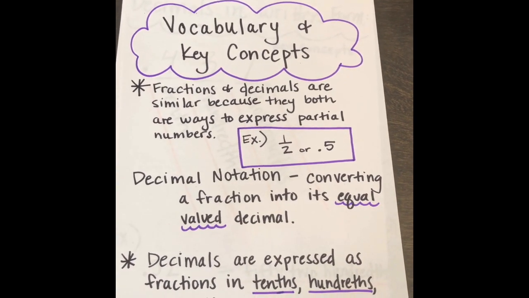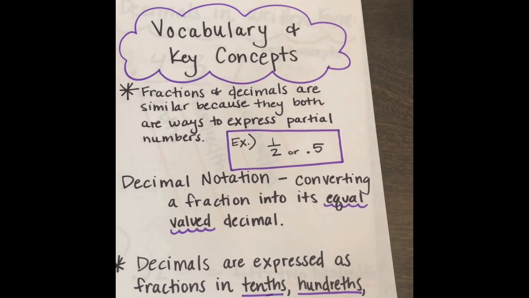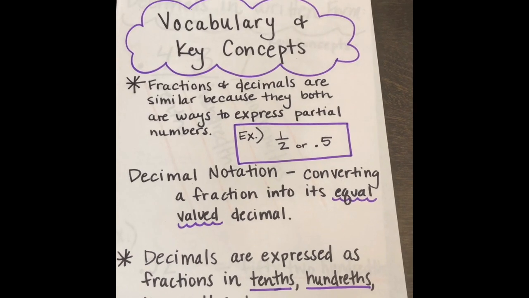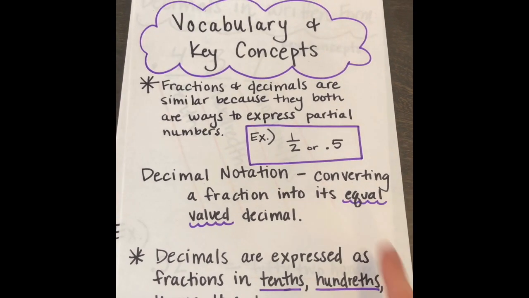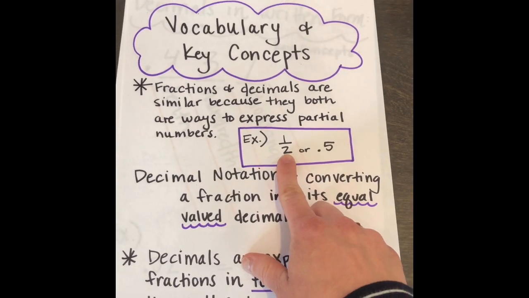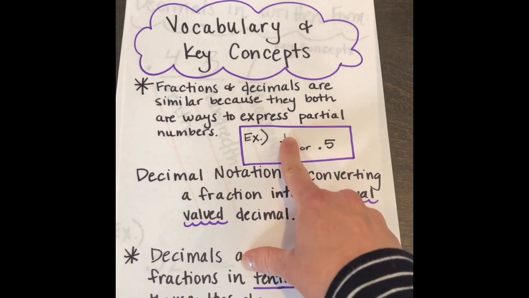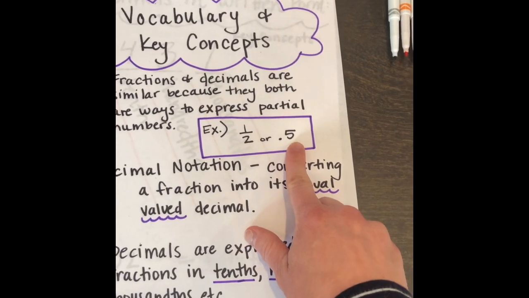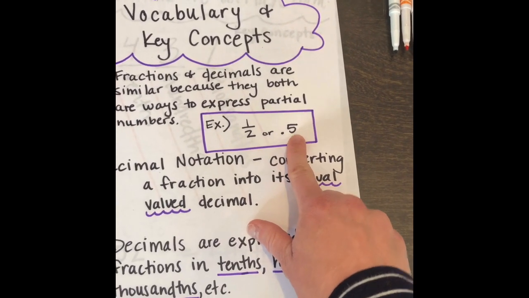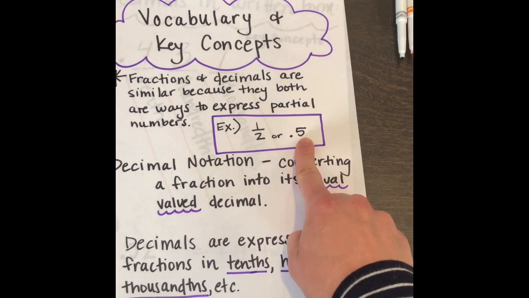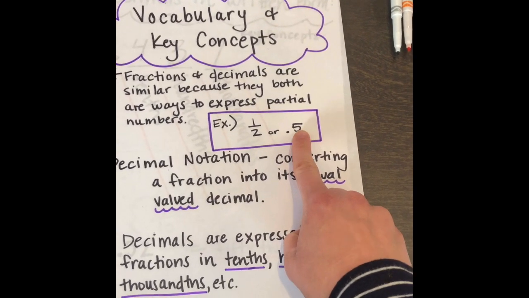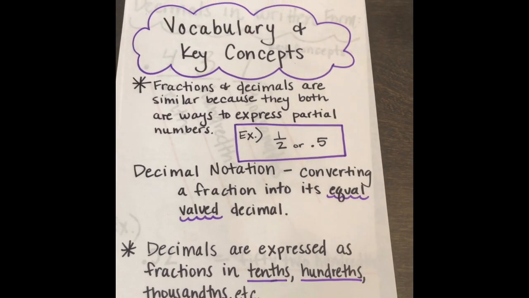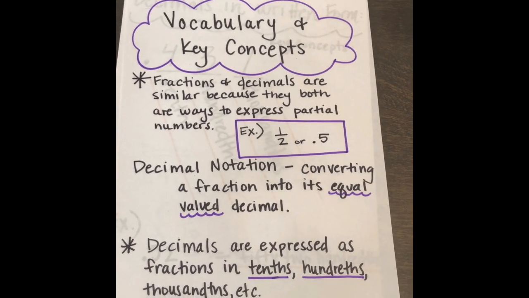the activity today. Fractions and decimals are similar because they both are ways to express partial numbers, like we talked about last week. 1/2 is part of a whole. 1 is part, 2 is your whole. We could also see something like a decimal, 0.5. We see here that it's not a full number. It's not a whole number. It is part of something. So fractions and decimals share those similarities.